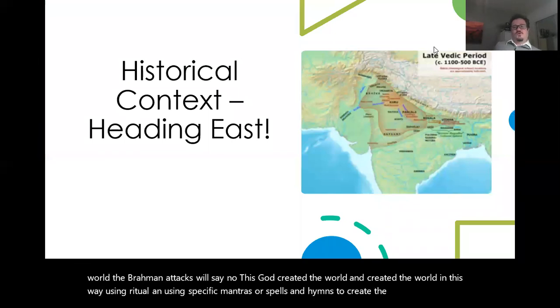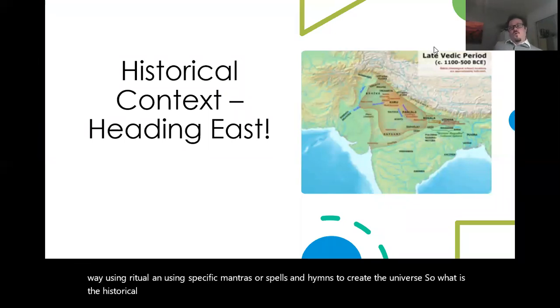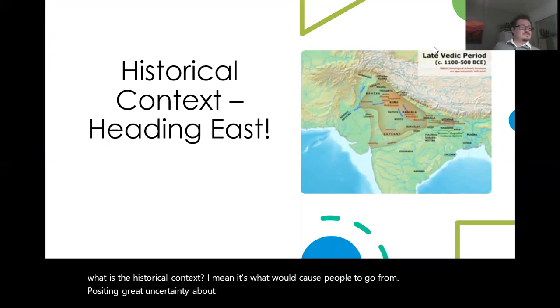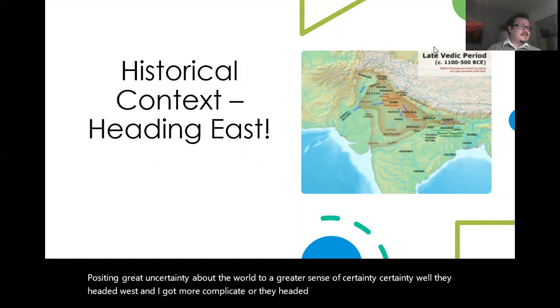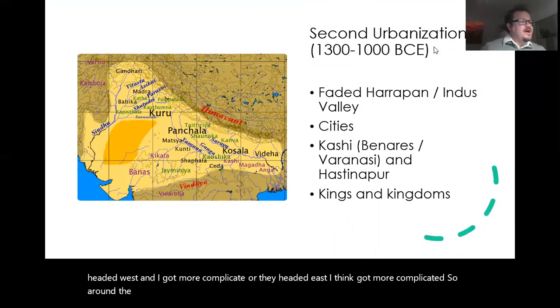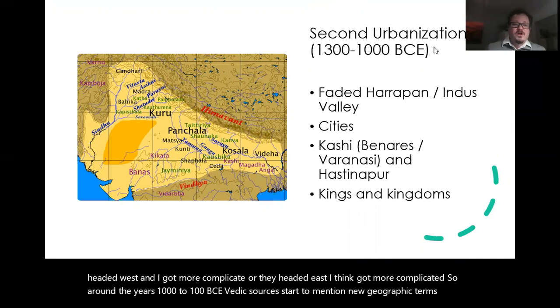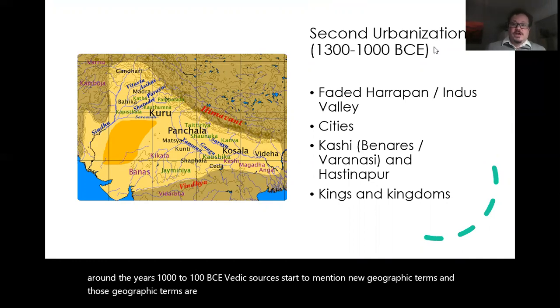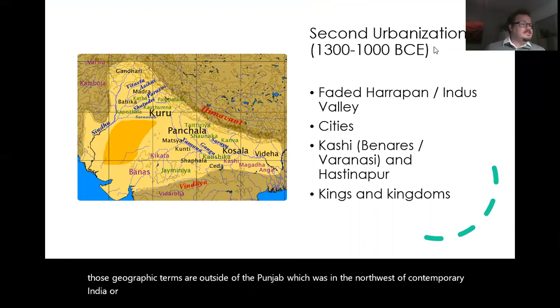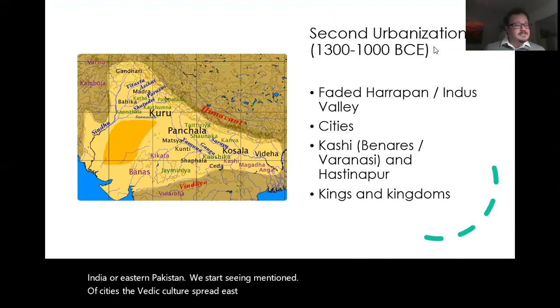So what is the historical context? I mean, what would cause people to go from positing great uncertainty about the world to a greater sense of certainty? Well, they headed west and they got more complicated, or they headed east and they got more complicated. So around the years 1000 to 100 BCE, Vedic sources start to mention new geographic terms, and those geographic terms are outside of the Punjab, which is in the northwest of contemporary India or eastern Pakistan. We start seeing mention of cities. The Vedic culture spread east, and at that time, cities started to form.